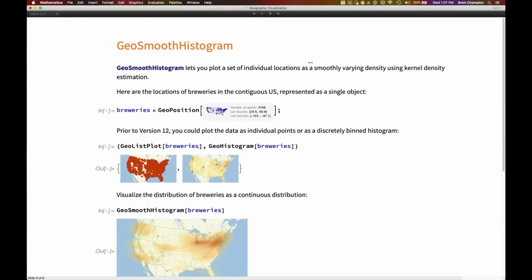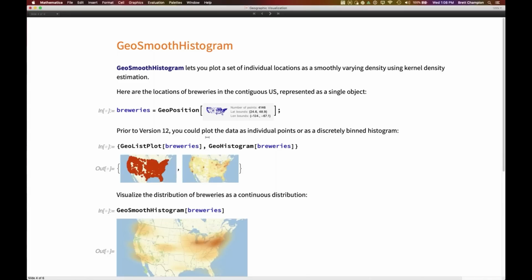Having that data is a very useful thing. In version 12, we introduced four new geo-visualization functions, and I'm going to go through them in order of complexity of the data they take. The first is GeoSmoothHistogram, which just takes a bunch of geopositions. Here I have about 4,000 locations in the contiguous US, each representing a brewery. This was a data set that Michael Trott generated in a blog post a few years ago.